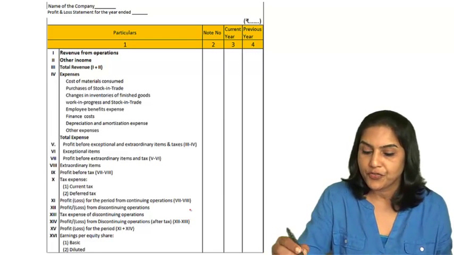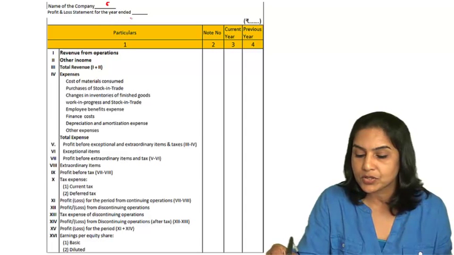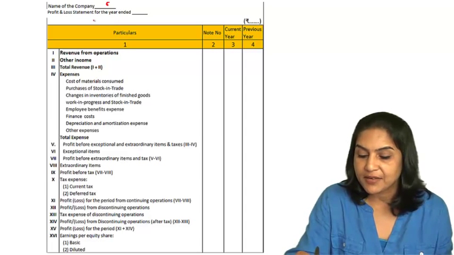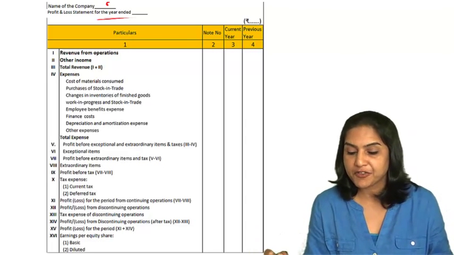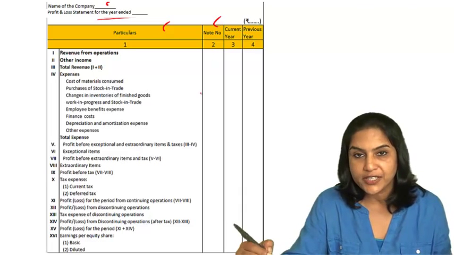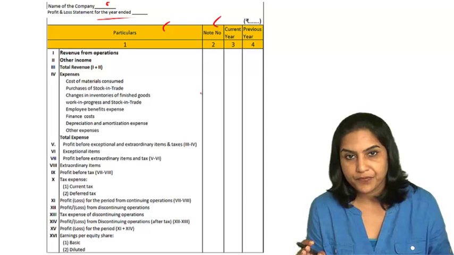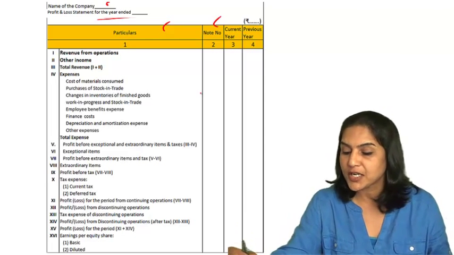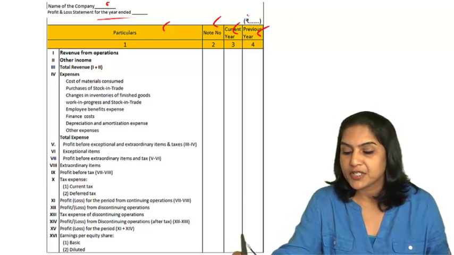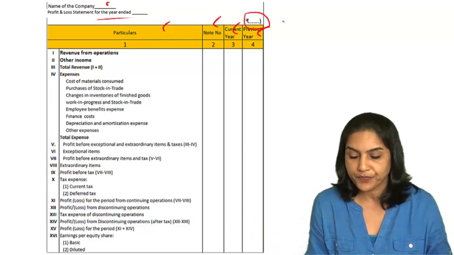Here also we have the name of the company, profit and loss statement for the year ended, for a period of time. Particulars, note number. Like we said, all the details are given in the notes to the profit and loss account. Current year, previous year. Rupees may be rupees in thousands, in lakhs, or in crores.